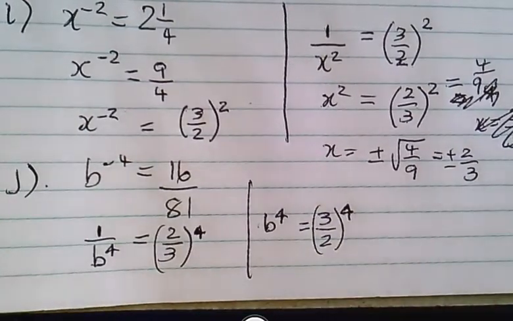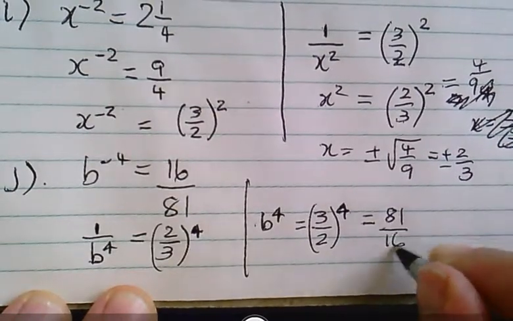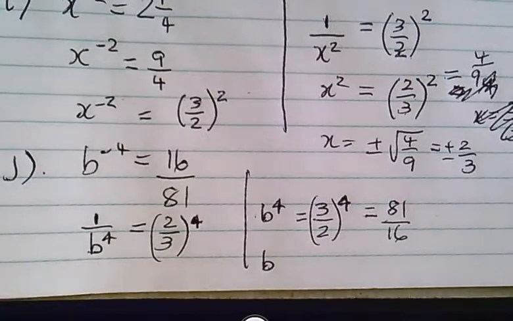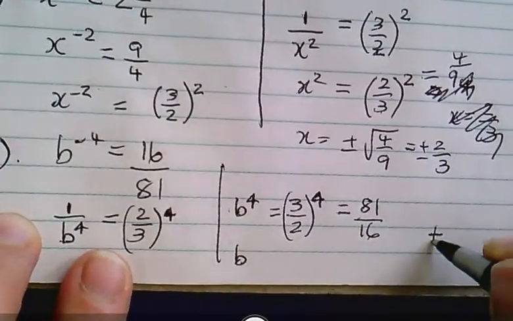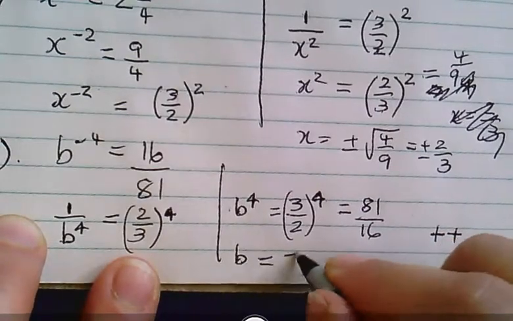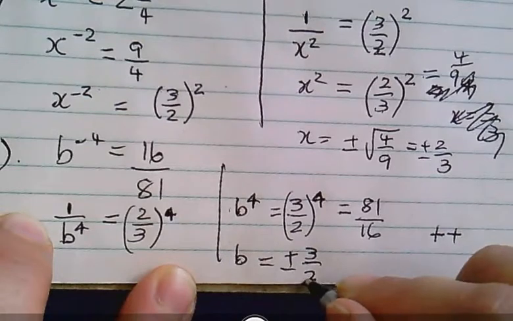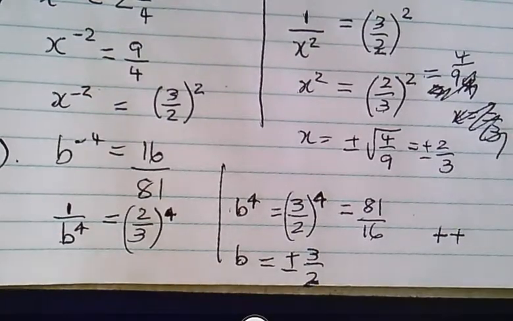Now, remember that 3 over 2 to the power of 4 really is 81 over 16. So b, because b to the power of 4 is b squared times b squared, look, a negative times a negative times a negative times a negative will give you a positive. So it is plus or minus the 3 over 2. Okay? We okay with that? So it's plus or minus the 4th root of 81 over 16. It is plus or minus 3 over 2.